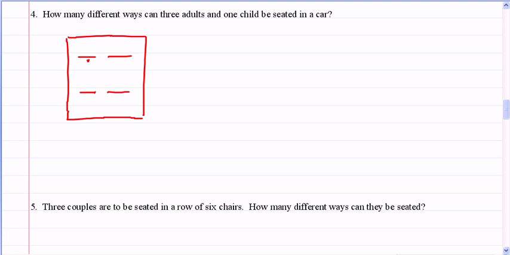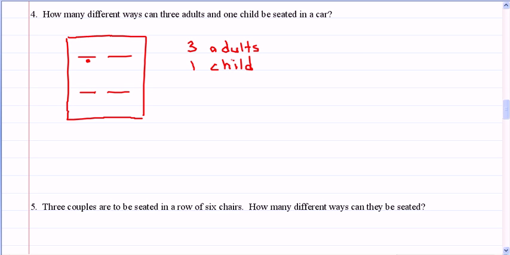Now for number 4, how many different ways can 3 adults and 1 child be seated in a car? This problem is also a permutation because when we change the way the people are seated, we have a different arrangement of people in the car. This problem, though, I'm not going to solve by a permutation. I'm going to solve it using the counting principle. So if I draw the car, and I have the 4 different seats. This dot here is the driver's seat, and I have 3 adults and 1 child.